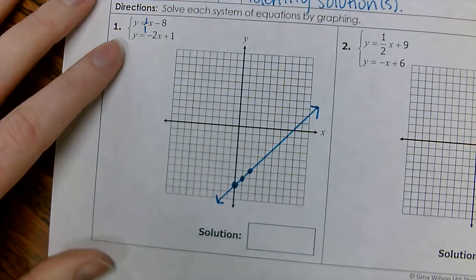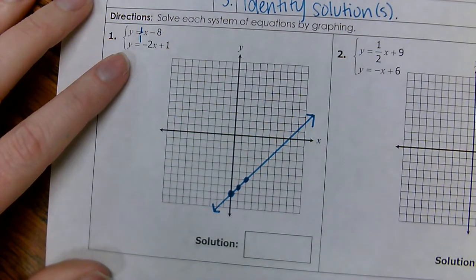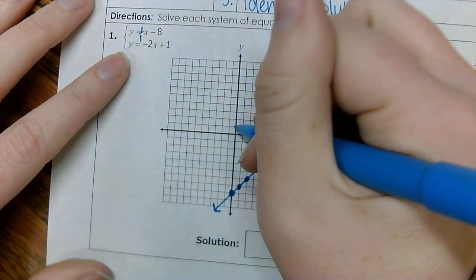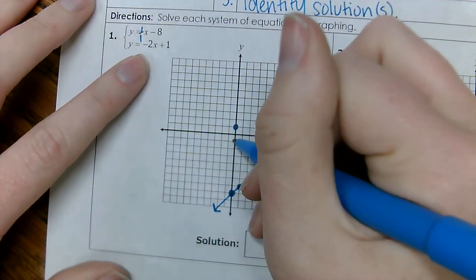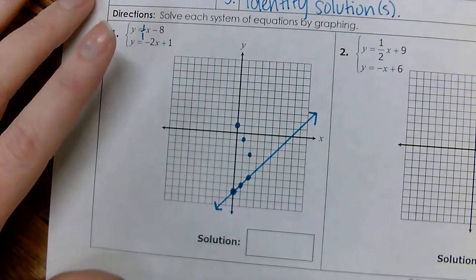Now we need to graph the second one. y equals negative 2x plus 1. So we're going to start at our y-intercept, which is positive 1. And this time we're going to go down 2 and to the right 1. Down 2, to the right 1, and make your line.